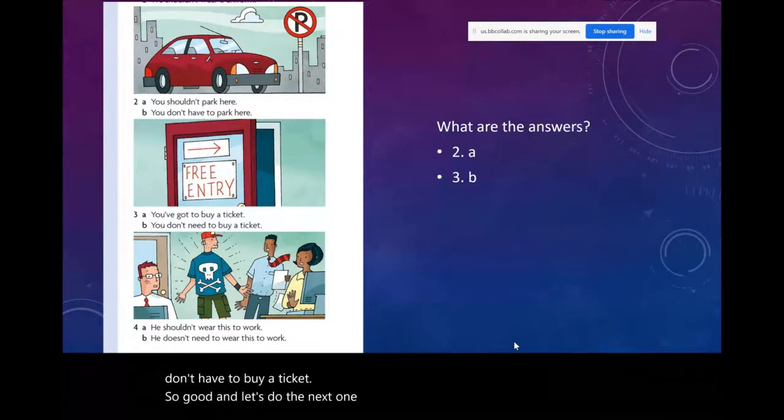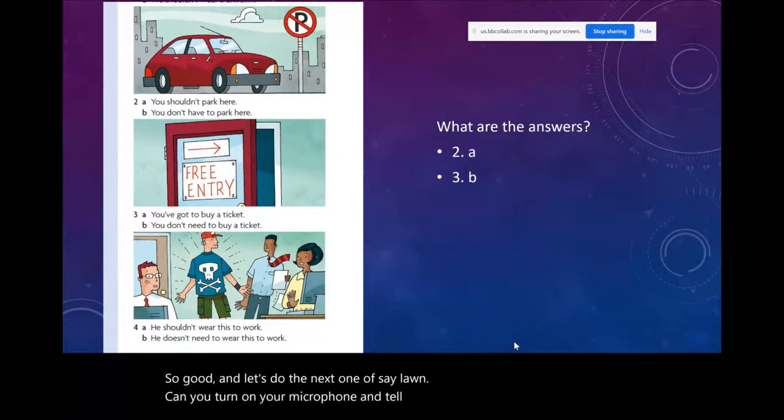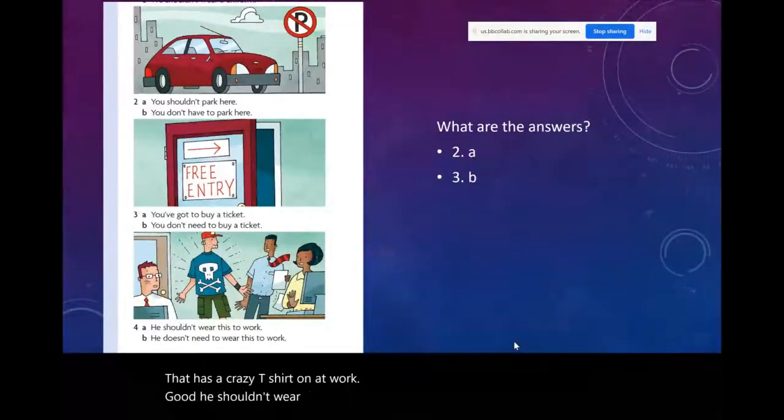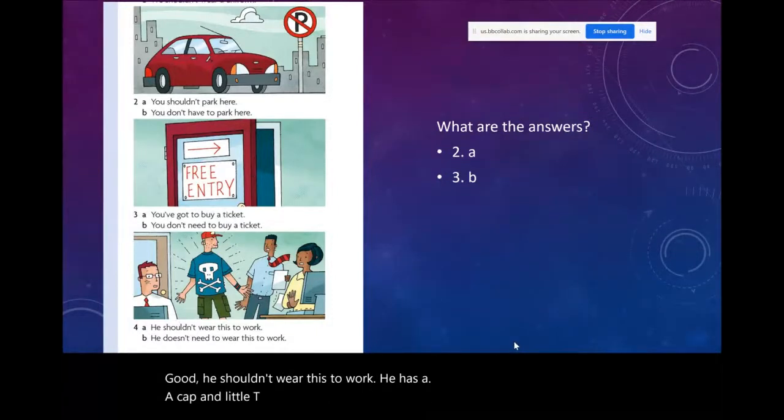Let's do the next one. Lan, can you turn on your microphone and tell me A or B? We have a man that has a crazy shirt on at work. I choose letter A. He shouldn't wear this to work. Good. He has a cap on and a little t-shirt, and he's at work. He shouldn't wear this to work. Yes, that's correct. Letter A. All right, good job.